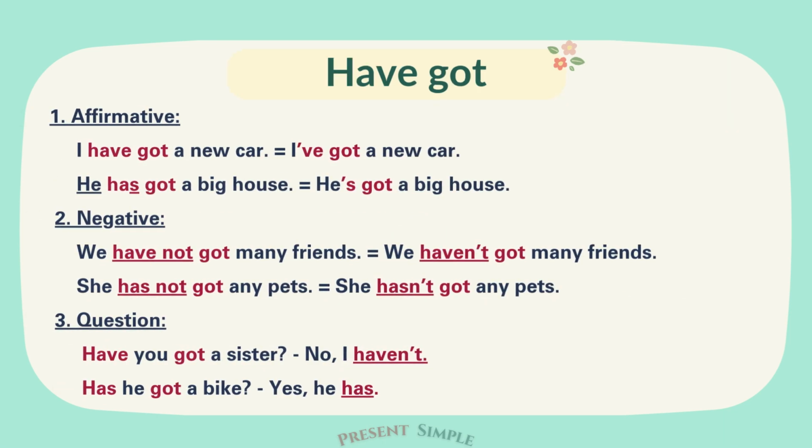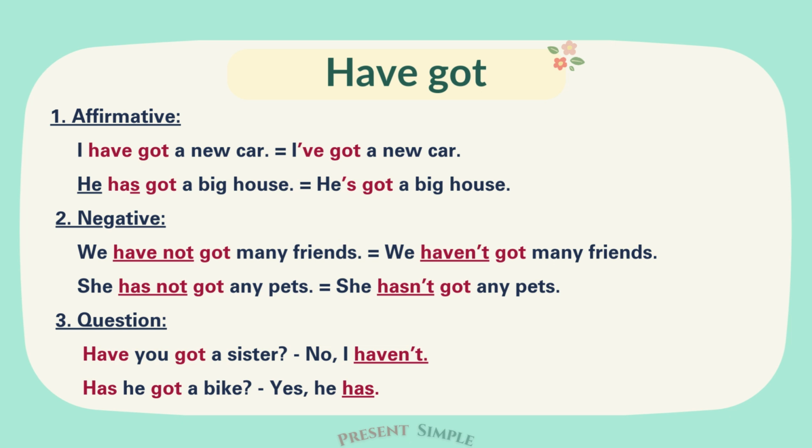So how do we build sentences using have got? In the affirmative form, we just use have got or has got for he, she, and it. For example, I have got a new car, or in a short form, I've got a new car. He has got a big house, or he's got a big house.